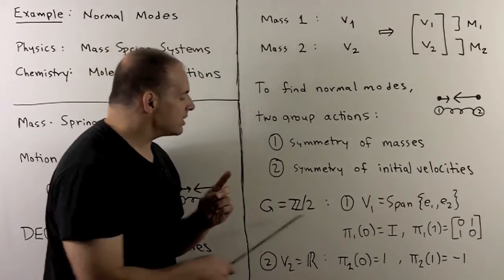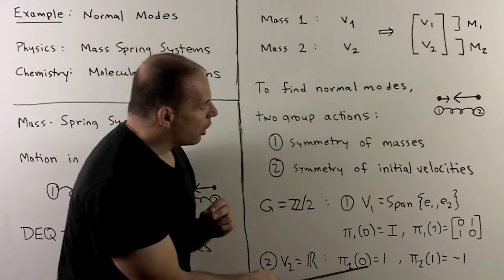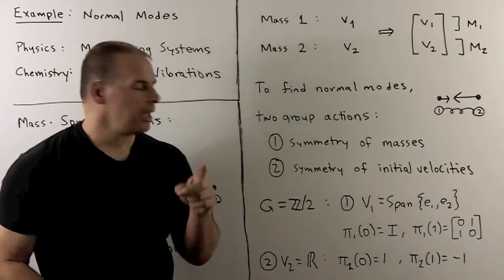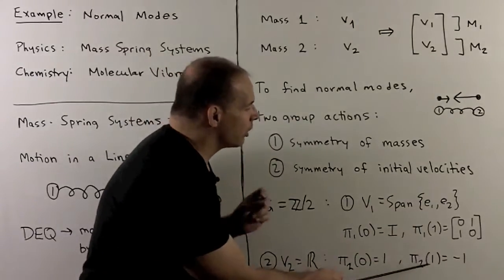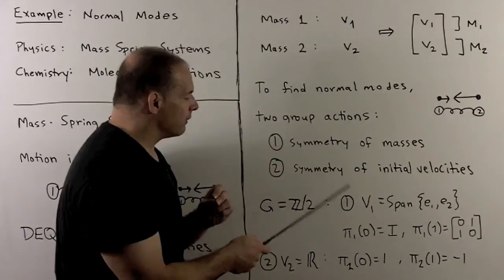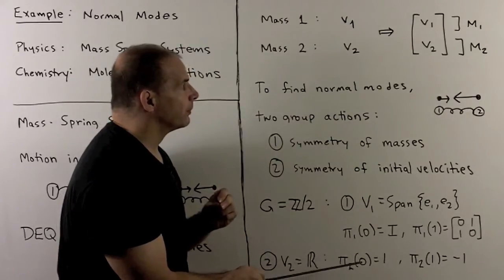On the initial velocities, what do we have? On the identity element, we just multiply by 1, so no change. And if we do the switch, then we're going to multiply by a -1. Then we're going to take the tensor of these two actions.